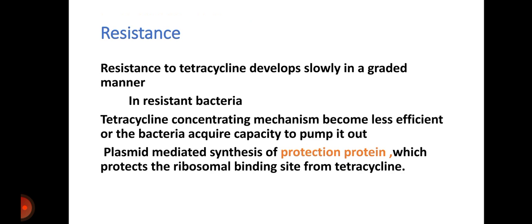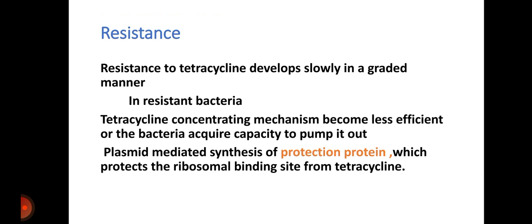Coming to resistance. Resistance to tetracycline develops slowly in a graded manner. In resistant bacteria, usually the tetracycline concentrating mechanism becomes less efficient or the bacteria acquire the capacity to pump it out. Another mechanism is plasmid mediated synthesis of a protection protein, which protects the ribosomal binding site of tetracycline.